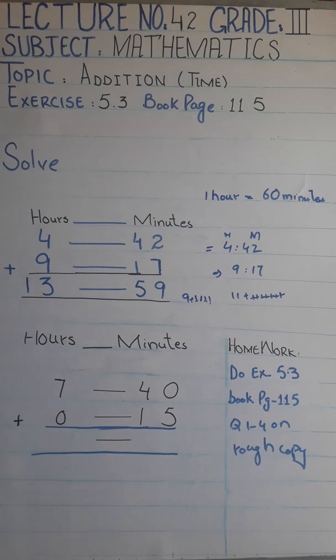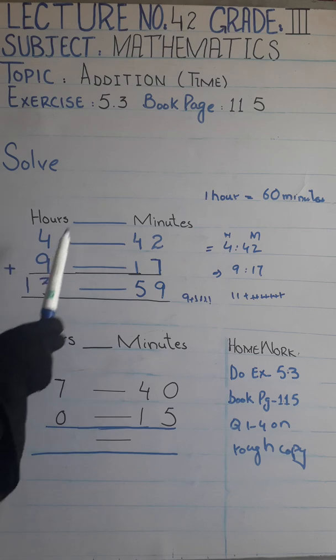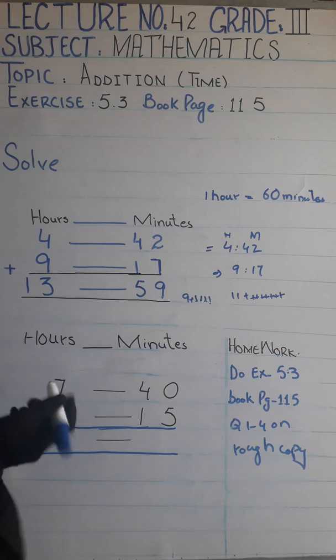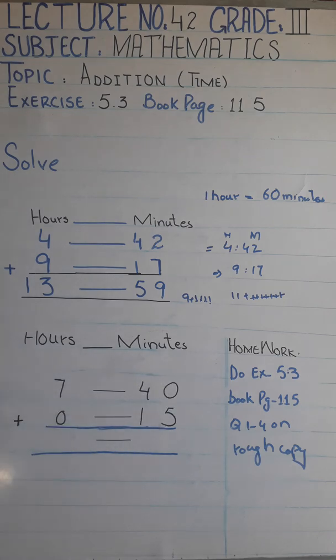You can simply say, 4 hours 42 minutes and 9 hours 17 minutes, we get the answer 13 hours 59 minutes. 13 hours and 59 minutes. Clear? Move toward the next question. In the next question, again, minutes and hours are mentioned. Look here.